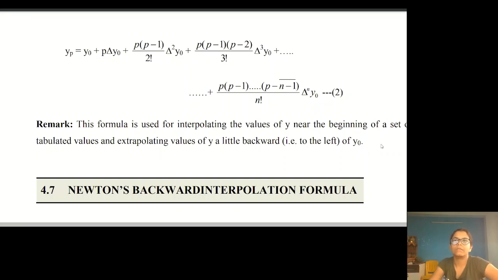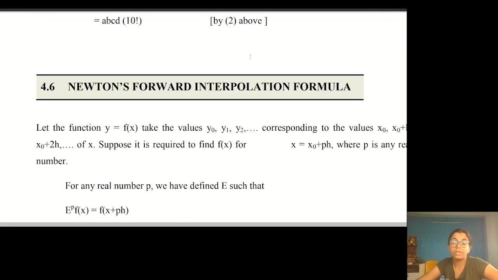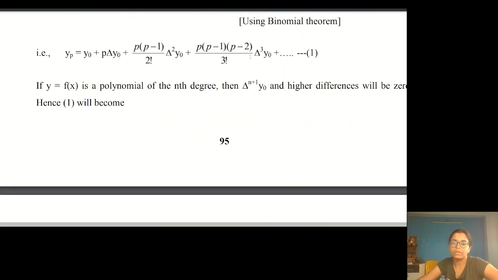The beginning of a set is interpolated with the values, and it also extrapolates the values of y a little backward, to the left of y0. The data points that come after y0 are extrapolated a little backward, to the left of y0. This is why we use the forward differences and the forward interpolation formula.